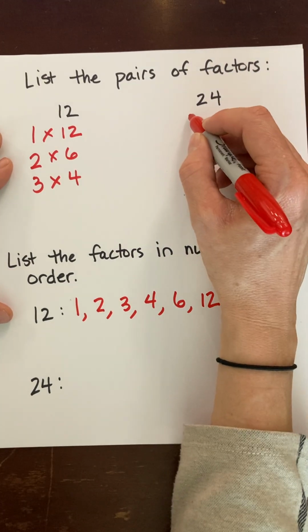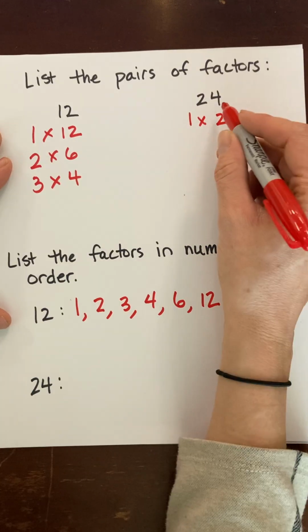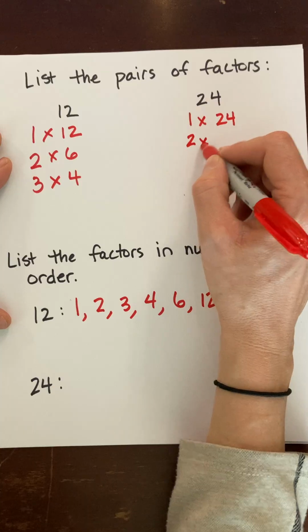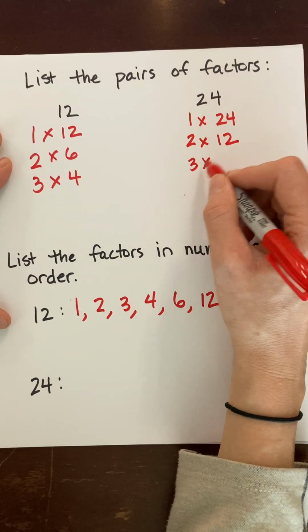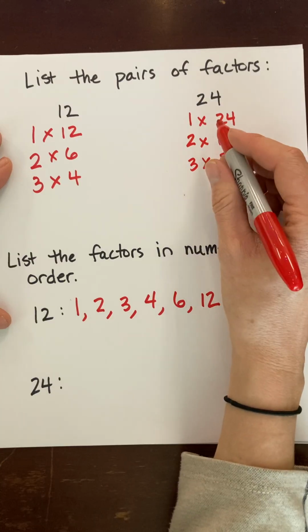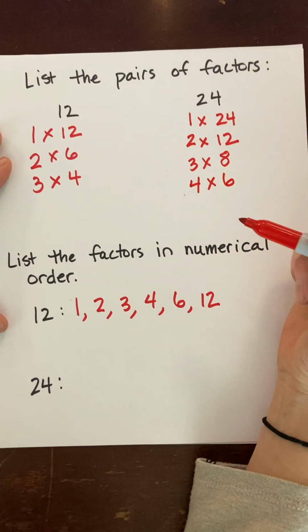Okay, let's look at the number 24. What are the pairs of factors? Well, 1 is always a factor, so 1 times 24. 2, it's even, so 2 goes in. 2 times 12. 3, yep, 3 goes in too. 3 times 8. 4, yep, 4 goes in. 4 times 6. 5 does not go in.